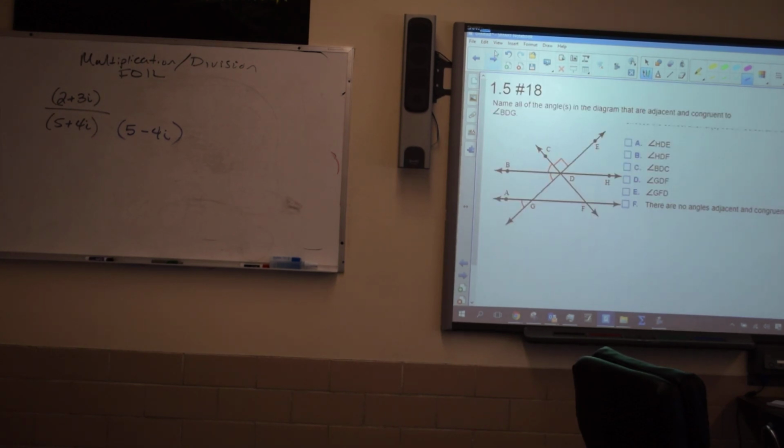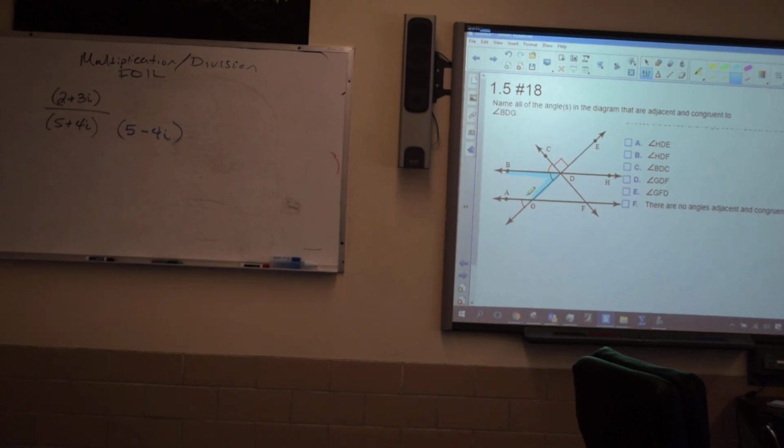Same thing happens in number 18. It says name all the angles in the diagram that are adjacent to and congruent to angle BDG. Okay, so BDG, I just want to highlight that angle. B to D to G would be that angle right there. You guys agree with that? Okay. So we're going to find the angles that are congruent to it. So if they're congruent to it, it's going to have what kind of marking in it? It's going to have a little red arc in it, right? Okay, or that red hash mark.